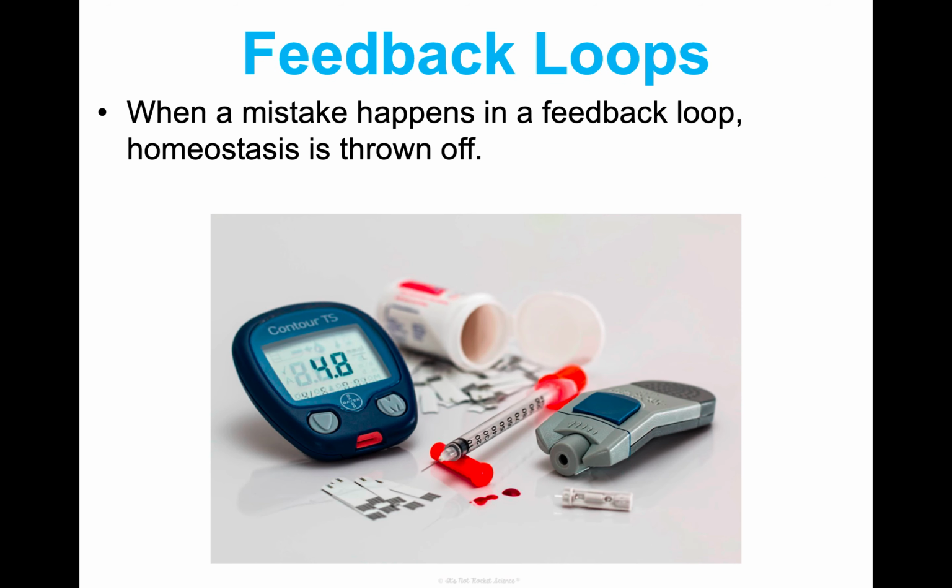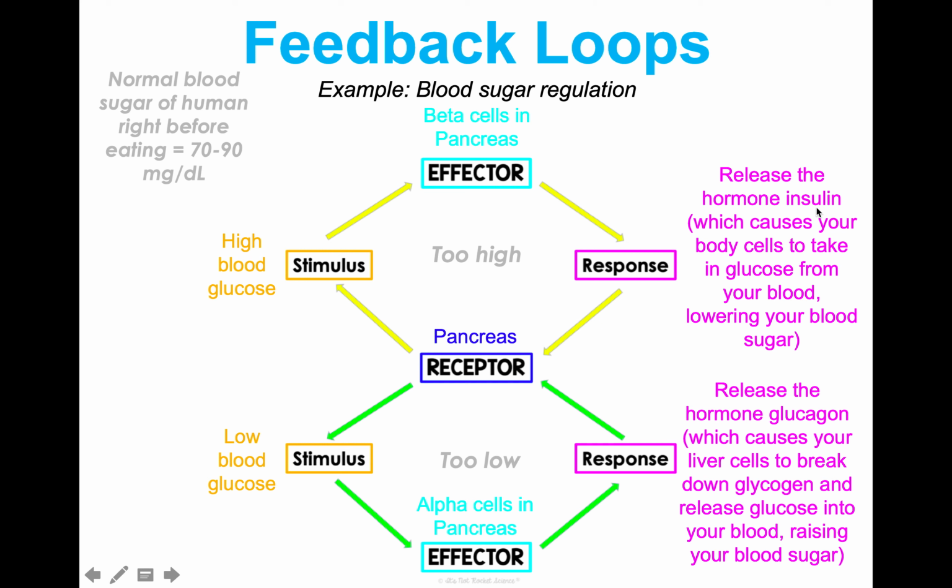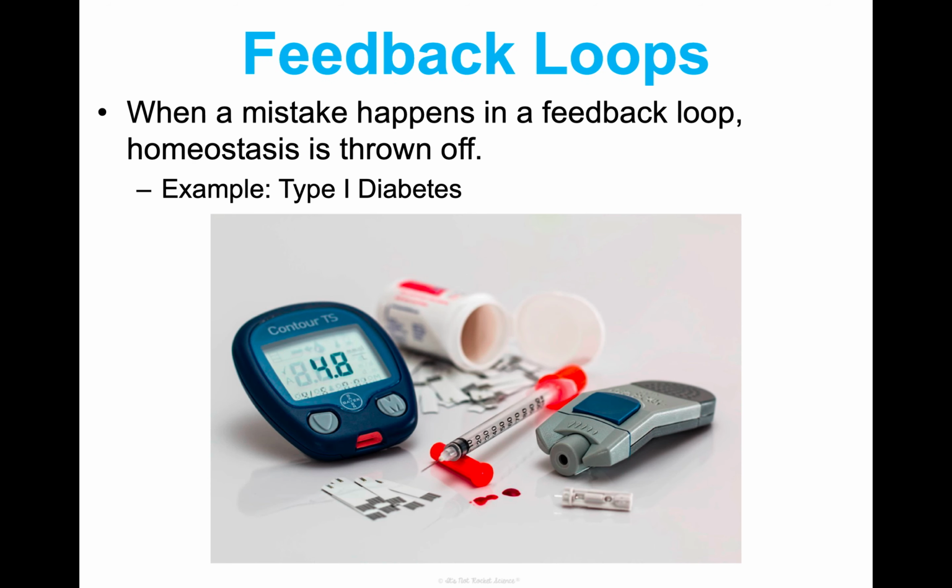So these feedback loops, what if something goes wrong? Well, if there's a mistake, that's going to throw off homeostasis, and that can have small impacts or can have really great ones. A really, really common example is type 1 diabetes. So in type 1 diabetes, the pancreas produces too little or none at all of insulin. That hormone we talked about back here, which causes your body cells to take in glucose from your blood and lower your blood sugar when it is too high.